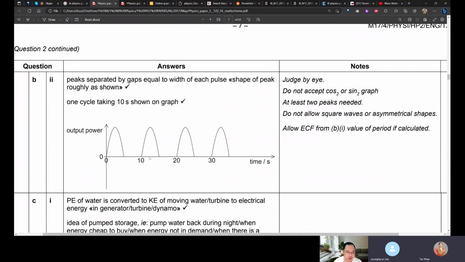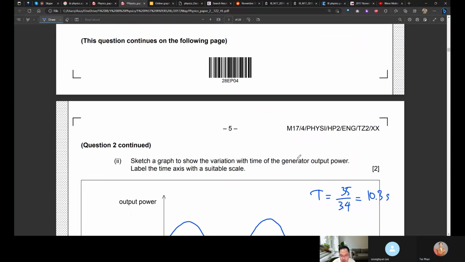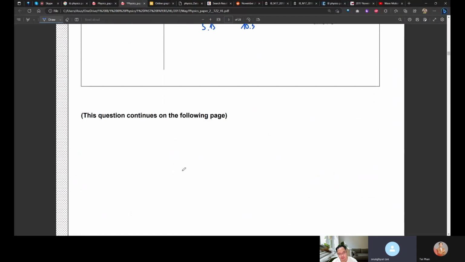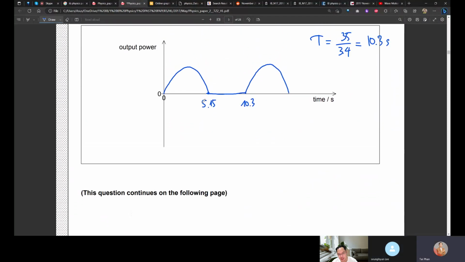They rounded to 10. It doesn't matter if you draw 3 peaks or 4 peaks; in this case, I saw only 2 peaks. The thing that matters is the time here and the shape of the output power.